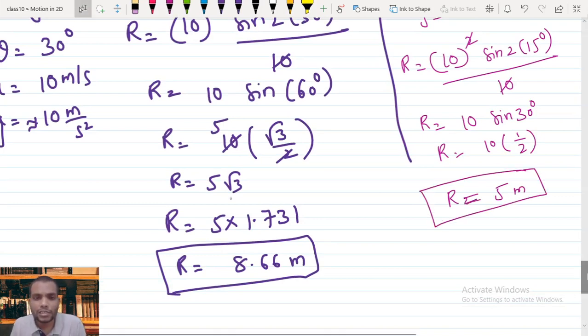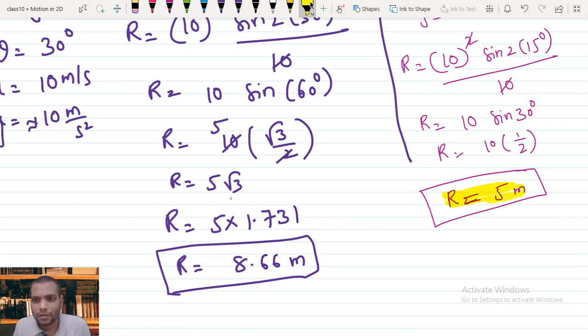So here I did not change the initial velocity, but what did I change? I just changed the angle only. If you change the angle, you can notice how much difference there is, approximately 3.66 meters.